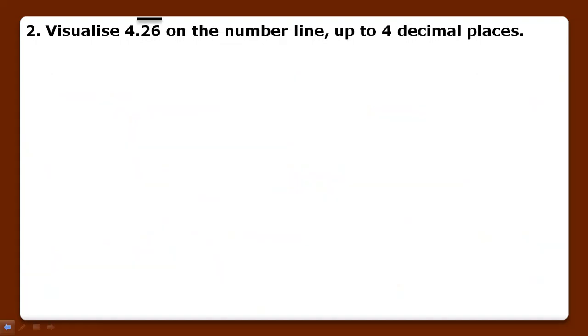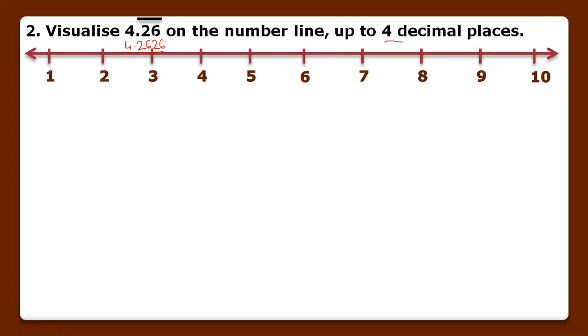Second question, just like this, 4.26 bar. Since bar means non-terminating, ये कभी terminate नहीं होगा but it will repeat. So इसमें हमें question में इसलिए बता दिया अलग से, हमें 4 decimal places तक ही इसे visualize करना है, which means हमारा जो reaching point है वो है 4.2626. 4 decimal places तक हम इसे visualize करेंगे.